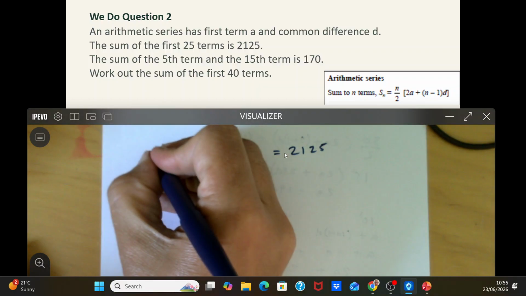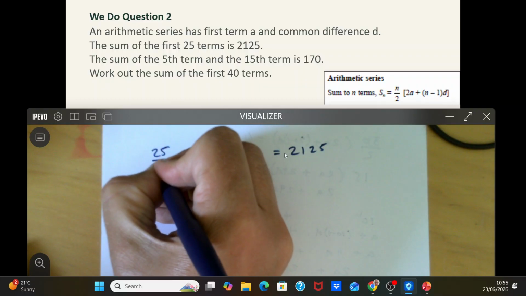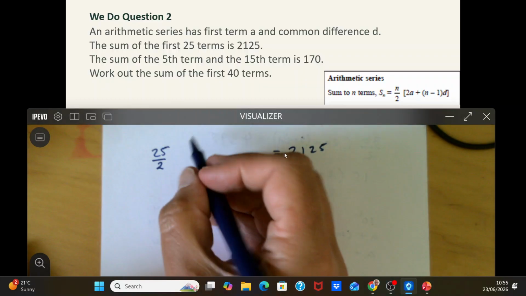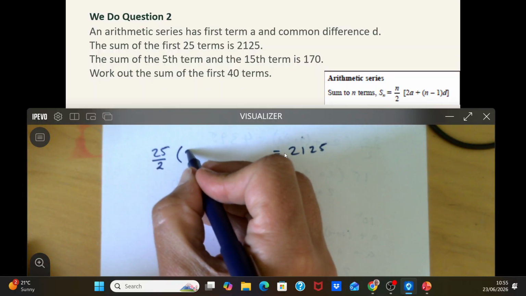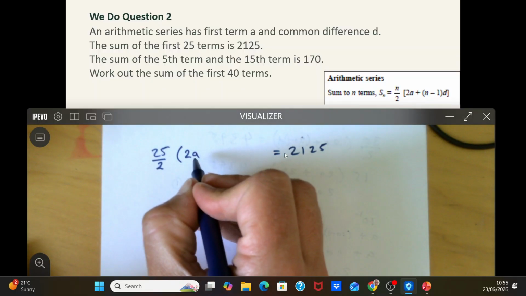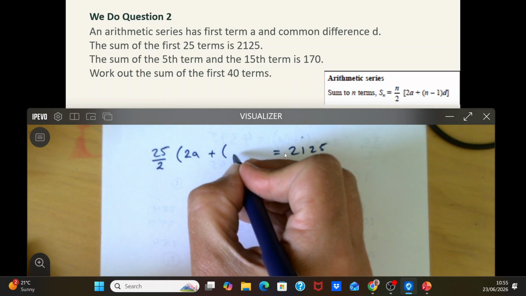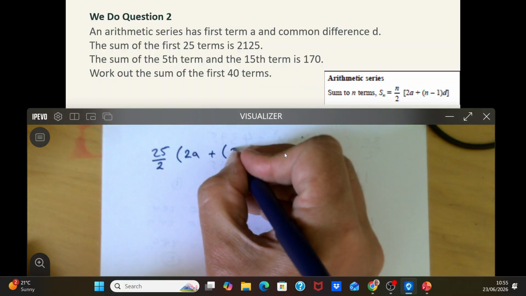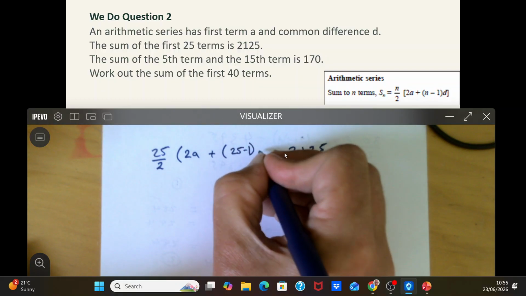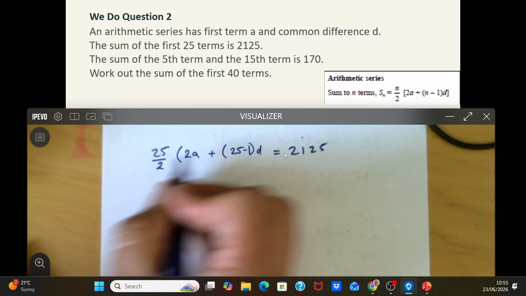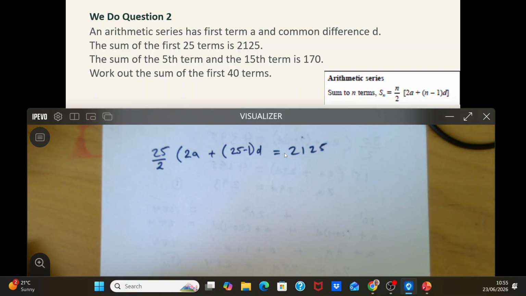So you should have written 25 over 2, 2a, because you don't know what a is. What is n? Yes, it's 25, so that's 25 minus 1 times d. You tidy that up now.